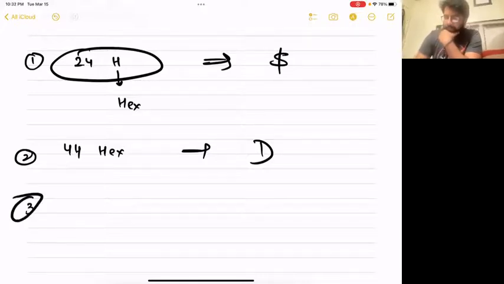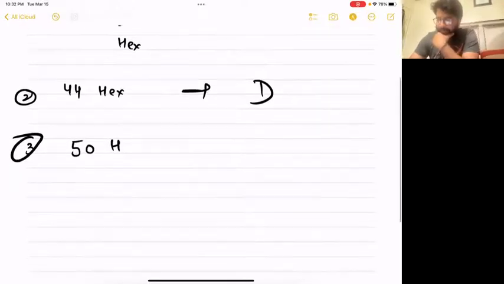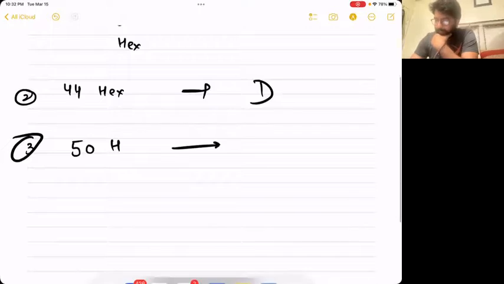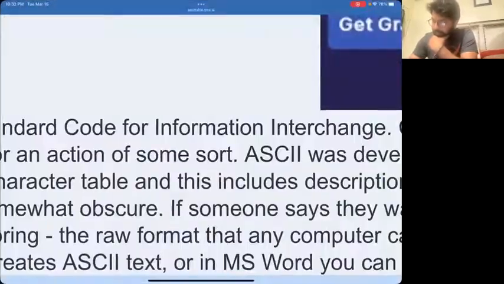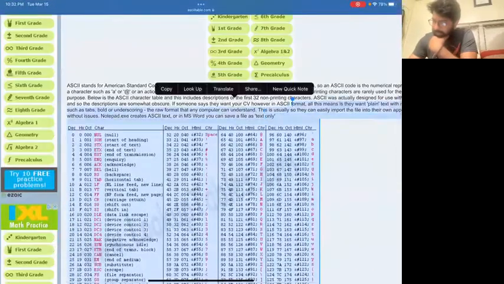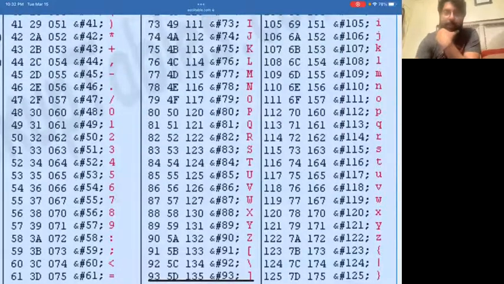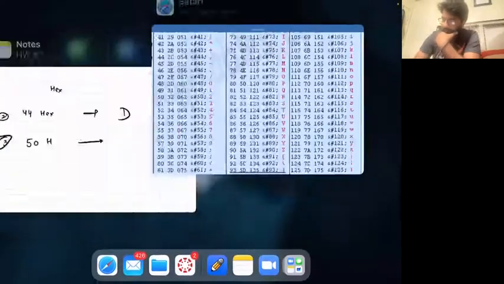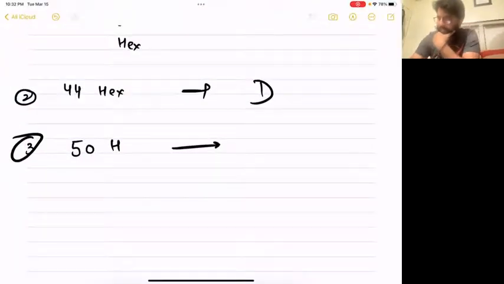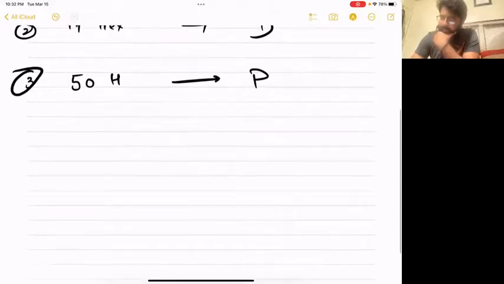Okay, the third one is 50H, which means 50 hex. If we look up the table, 50 in hex is equal to capital P.